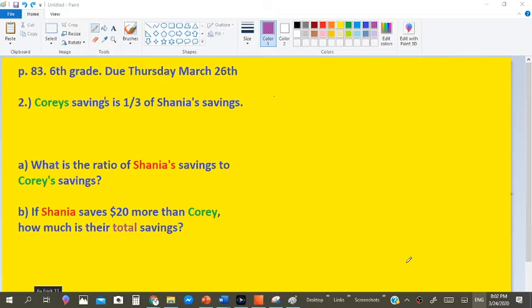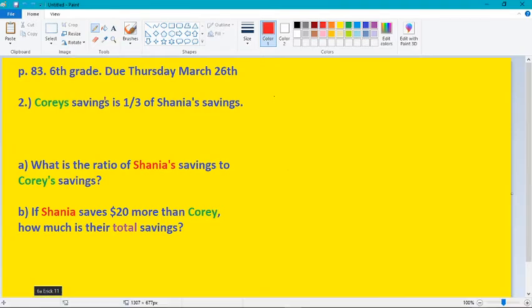So the first thing I did was just put these names in different colors. Okay, so for example, I put Shayna's name in red and Corey's name in green, just so we can keep these people straight.